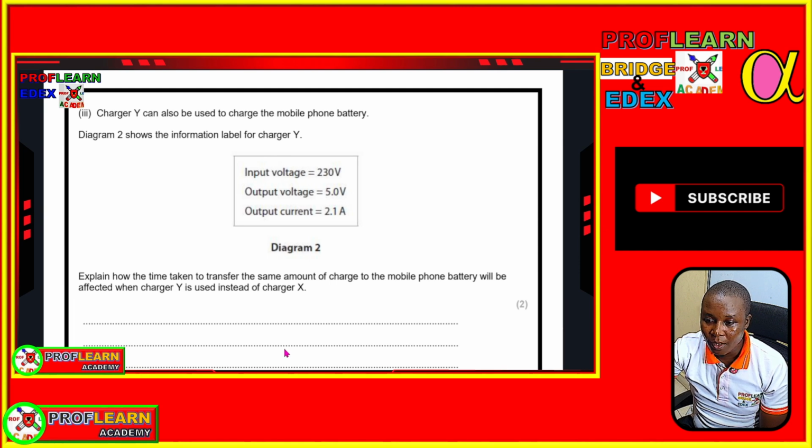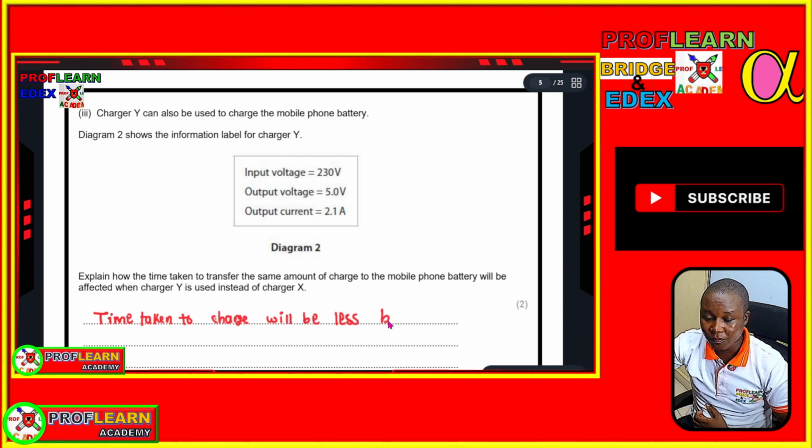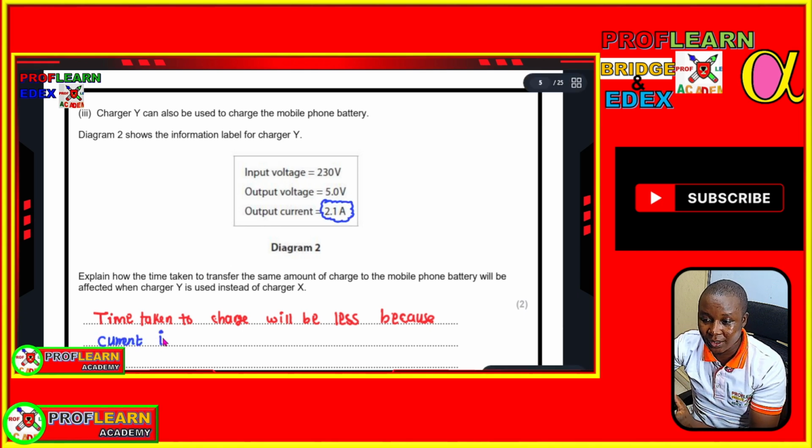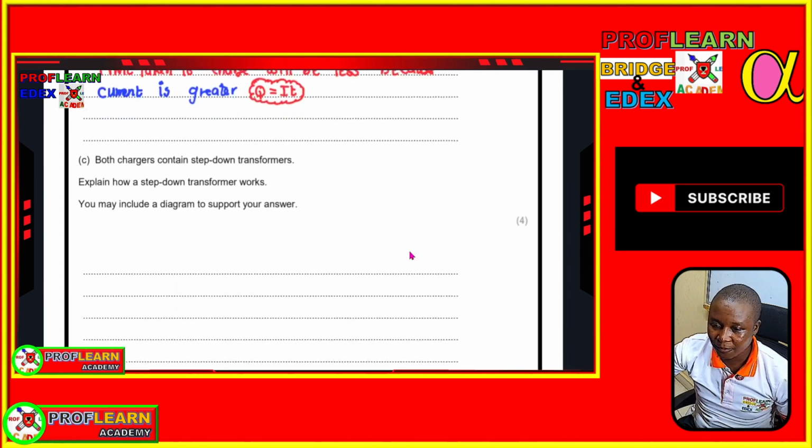But you can see now the power output of this charger is a bit larger, because the output current is higher, it is 2.1. The other one was 1.2. Which will mean that this one is going to take less time to charge this phone, because it will be transferring more current within a very short period of time. So time taken to charge will be less because current is greater, and we have already said charge is current times time. So if current is high, it has to take less time to do the charging.